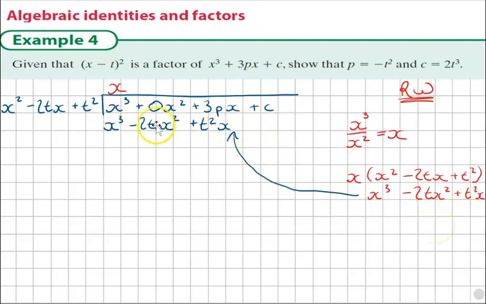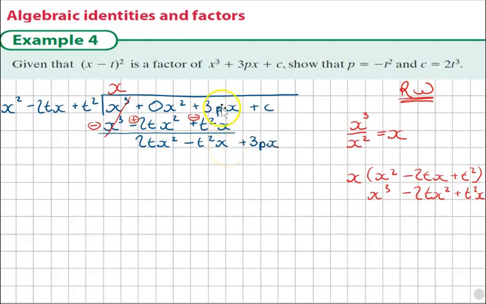So that gets written down up here. We change the signs. The cubes will cancel. We bring down the 2tx squared. Then we bring down the minus t squared x. We bring down the plus 3px. And we bring down the plus c. So we can't combine these. These are not like terms. Then we go again.